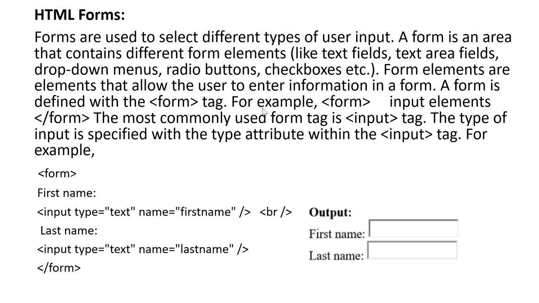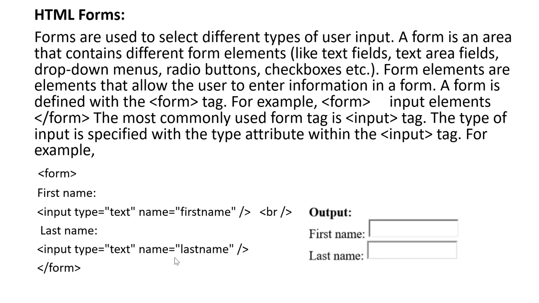A form is defined with the form tag. For example, form, input elements. The most commonly used form tag is the input tag. The type of input is specified with the type attribute within the input tag. For example, first name, input type text, name equal to first name. Input type text, this is a text field.